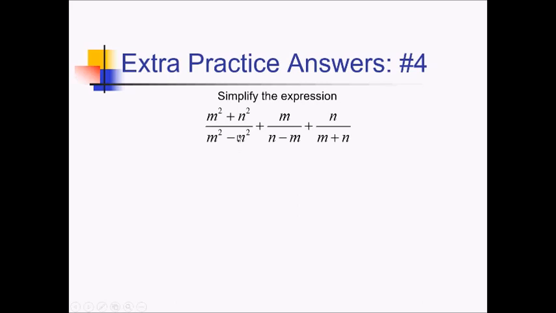So definitely the m squared minus n squared can get factored. So let's go ahead and start over there. Since this is the difference of two squares, we can use our plus minus shortcut.